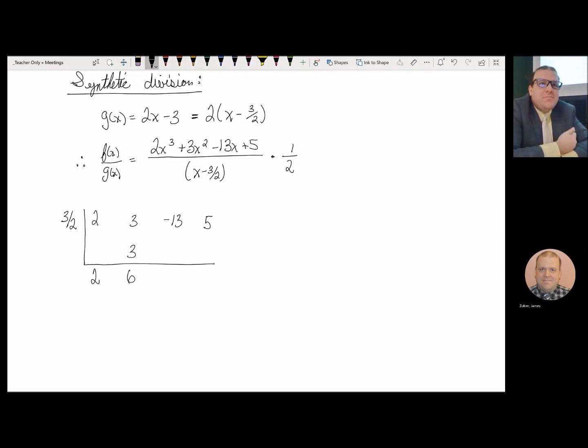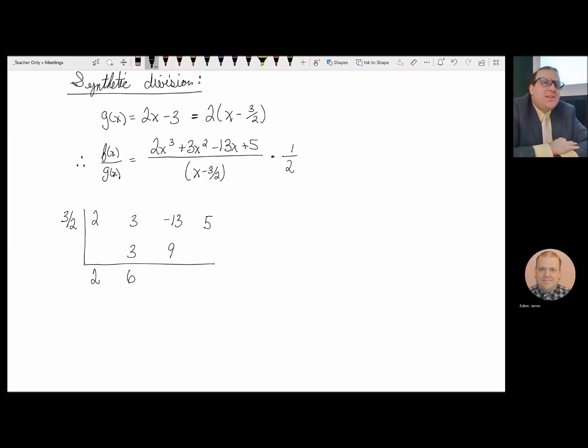Multiply by 3 halves. Well, I'm sorry, just back up a second. Where did that 2 in the lower left come from? This term just drops down. The first term just drops down. And then multiply by 3 halves. So multiply 6 by 3 halves. What's 6 by 3 halves? It's 9.